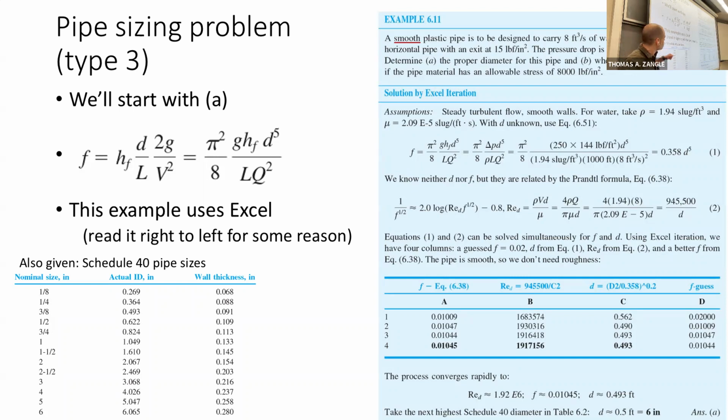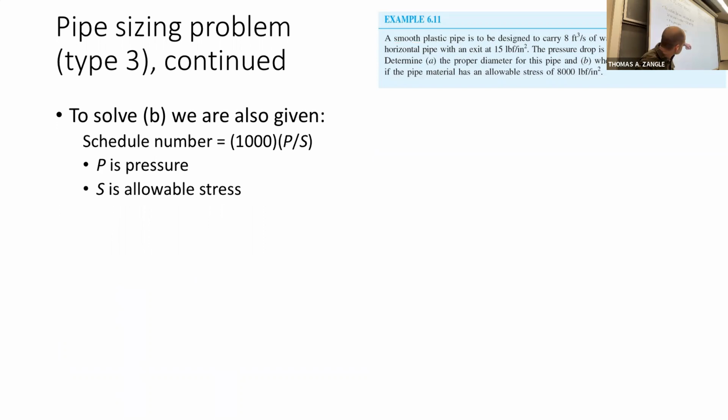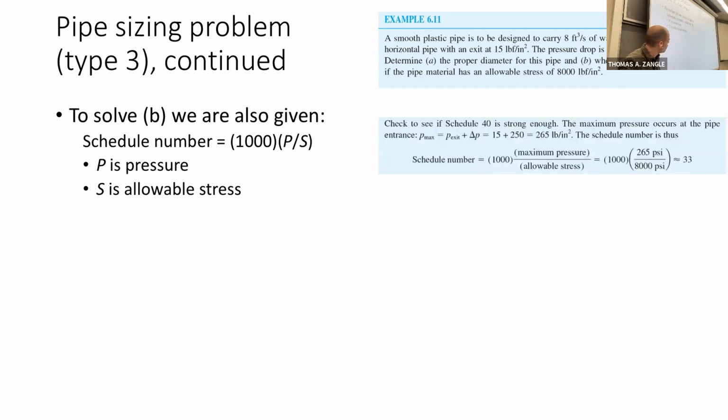Now we have to look at the second part of the question, whether Schedule 40 is suitable if the pipe material has an allowable stress of 8,000 PSI. The important expression here is that schedule number. When we say it's Schedule 40 pipe, what that means is the schedule number is 1,000 times the pressure within the pipe divided by the allowable stress. So in application here, the schedule number is 1,000 times max pressure over allowable stress.